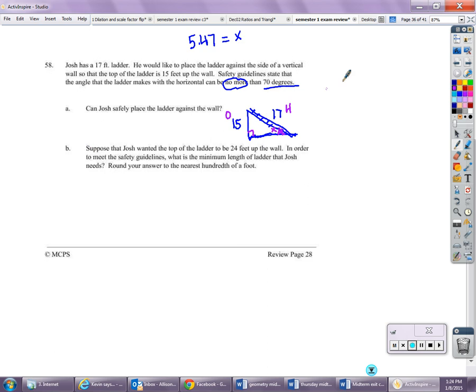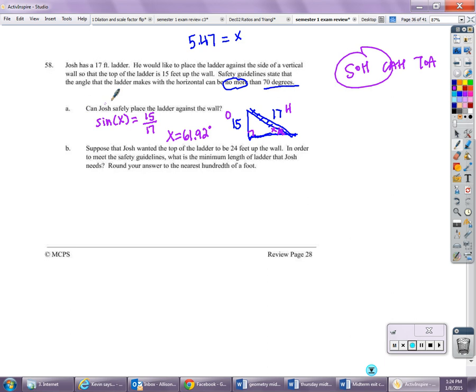So between SOHCAHTOA, I know that sine is my winner because I have an O and H again. So sine of angle X equals O over H, 15 over 17. Remember, trig functions take in angles. So when you don't know an angle, this is a backwards problem. So in my calculator, I'm going to push second and then sine. I'm going to put in the ratio of 15 over 17, and push enter, and I get 61.92. So I know that X equals 61.92. Whenever you push second, that means you're trying to find the angle, so it's degrees.